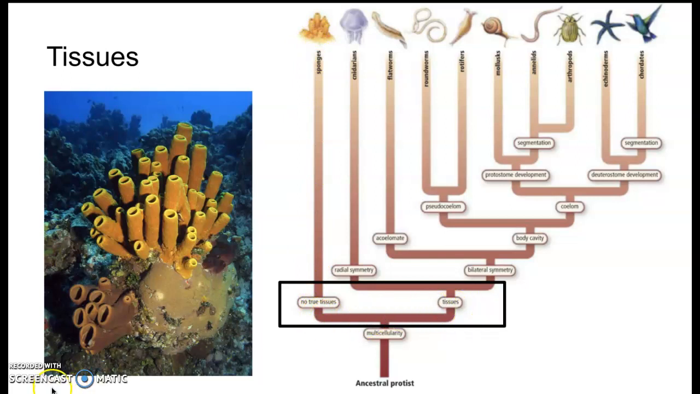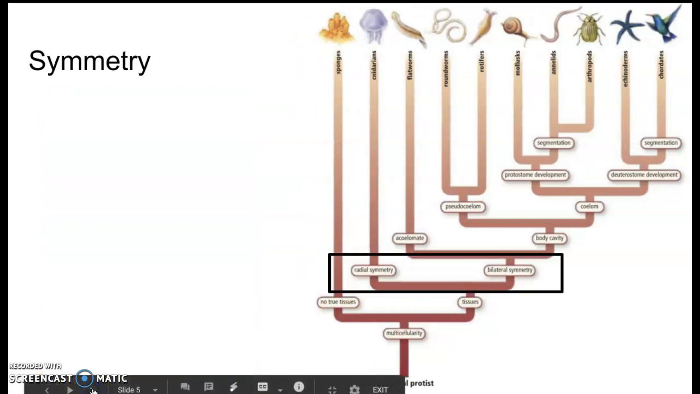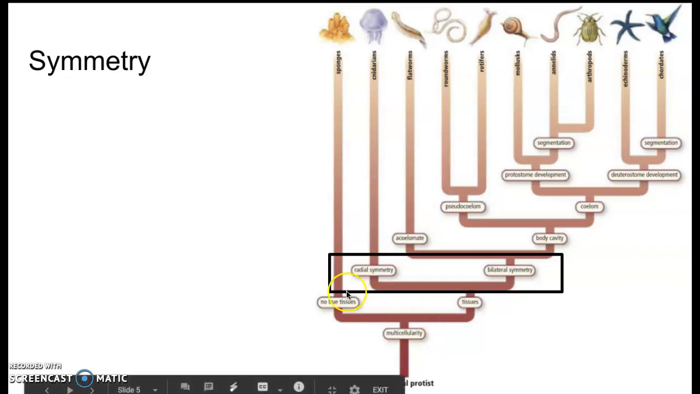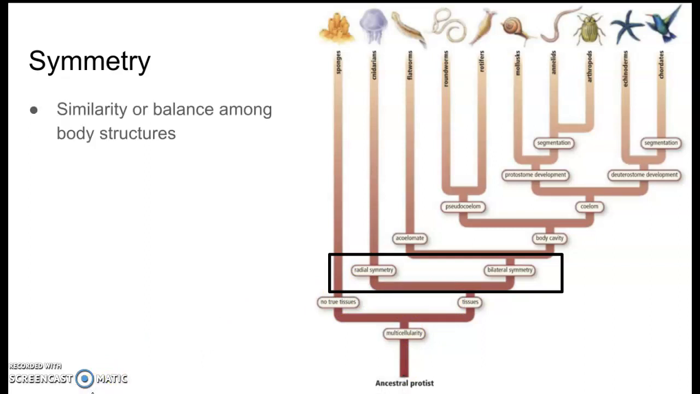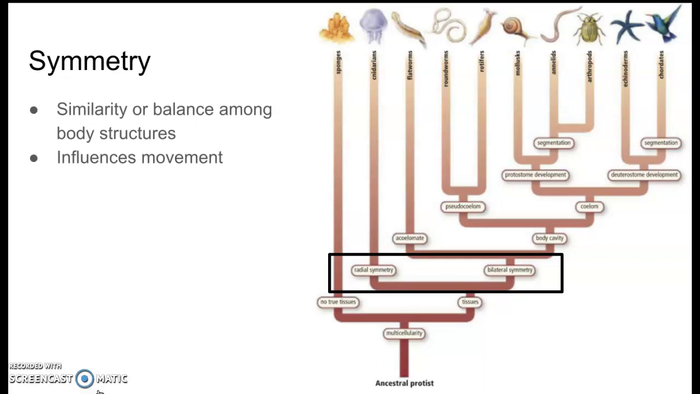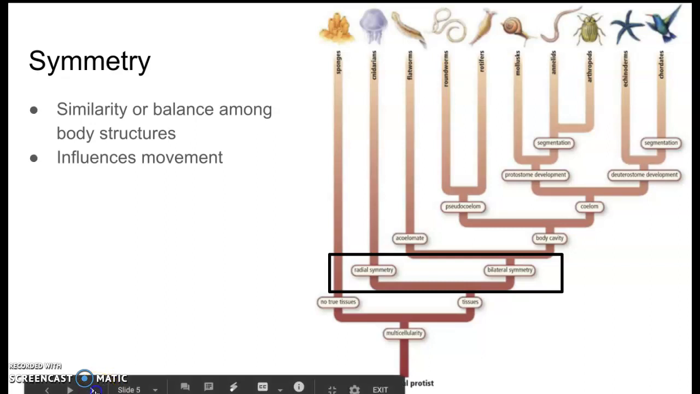Everything else has tissues. The next way in which we divide or characterize animals is by their symmetry. Now, there are three different types of symmetry. Here we are showing two in our cladogram, but in reality, there are three. Symmetry is how a body is structured or how symmetrical it is. It influences how well the body moves. So, in other words, the more complex the symmetry, the better the movement.